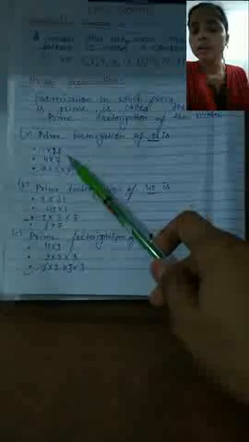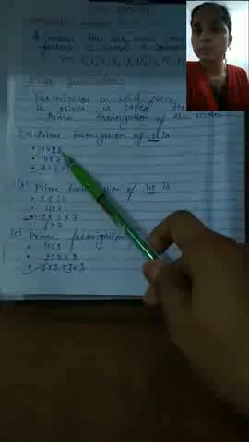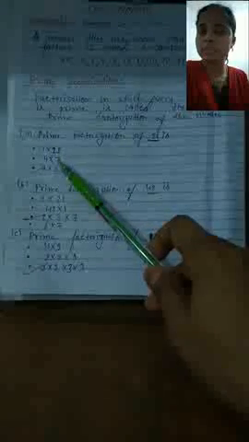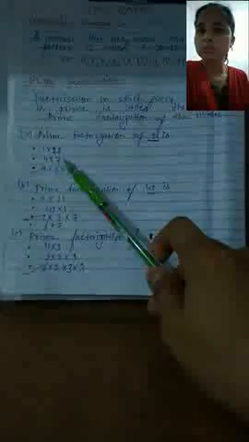Here, for the prime factorization of 28, I have written 1 and 28. Can this be the prime factorization? No, it can't be, because 28 has more than 2 factors. Again, if we check option 2, that is 4 into 7, again 4 has more than 2 factors, so it will not be a prime factorization.